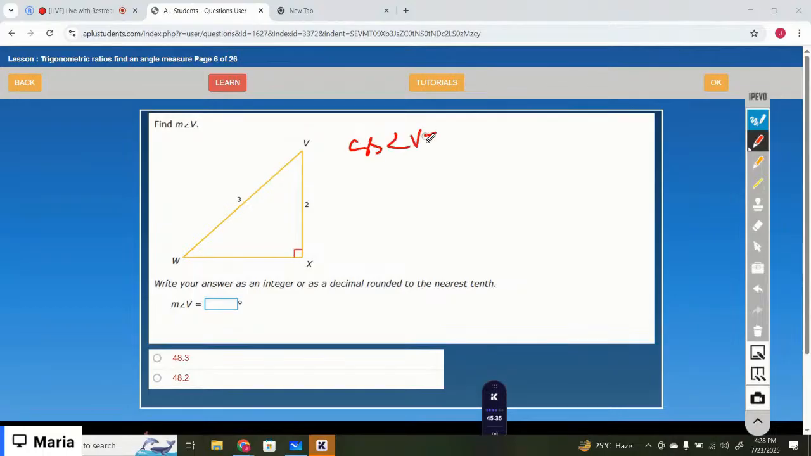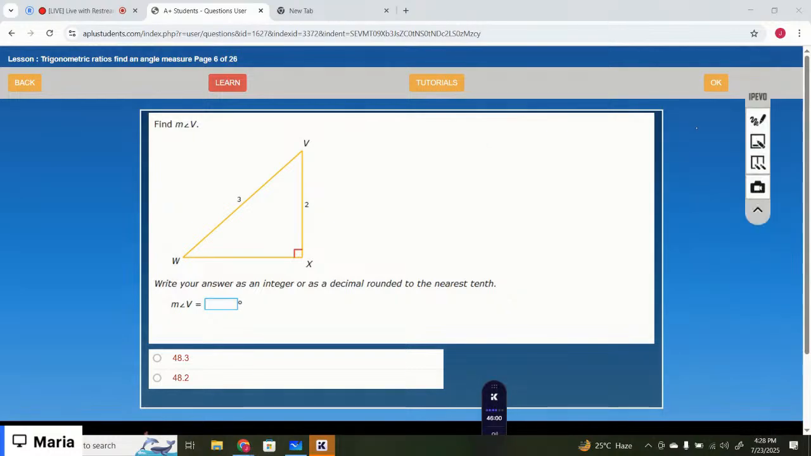Cos of angle V equals 2/3. So cos inverse of 0.666 equals 48.2. Option number 2 is the correct option.